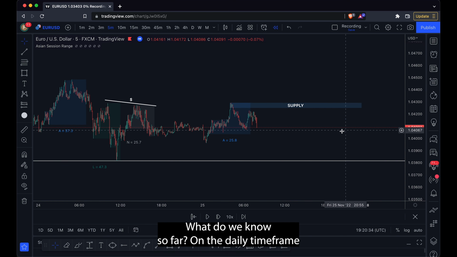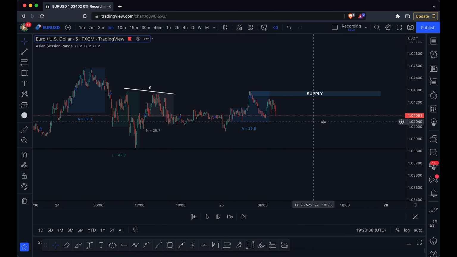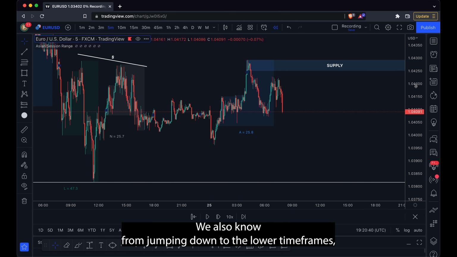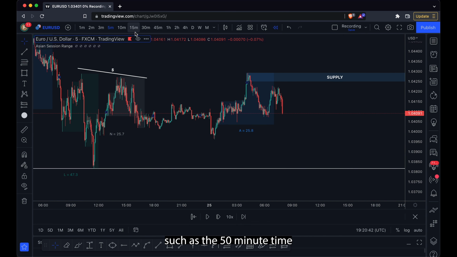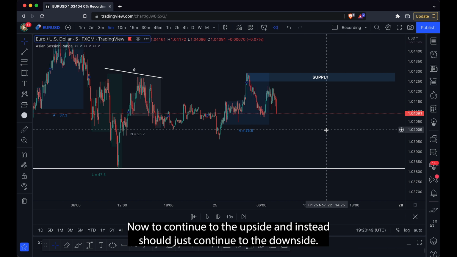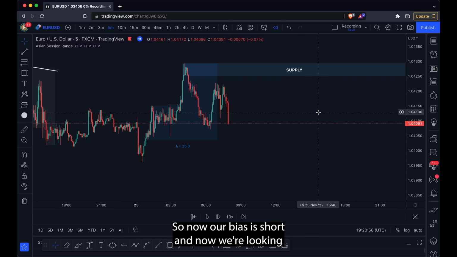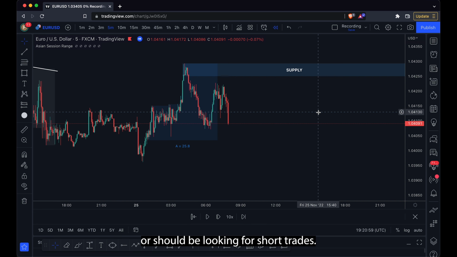What do we know so far? On the daily time frame, we know we can expect price to move to the downside. We also know from jumping down to the lower time frames, such as the 50-minute time frame and the 5-minute time frame, that we've actually raided buy side liquidity. So price doesn't really have a reason now to continue to the upside, and instead should just continue to the downside. So now our bias is short, and now we're looking, or should be looking, for short trades.